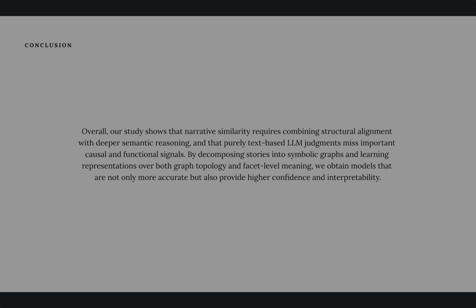For the conclusion, our study shows that narrative similarity requires combining structural alignment with deeper semantic reasoning, and that purely text-based LLM judgment misses important causal and functional signals. By decomposing the stories into symbolic graphs and learning representations over both graph topology and facet-level meaning, we obtain models that are not only accurate but provide higher confidence and interpretability.